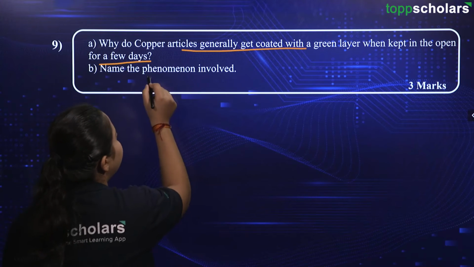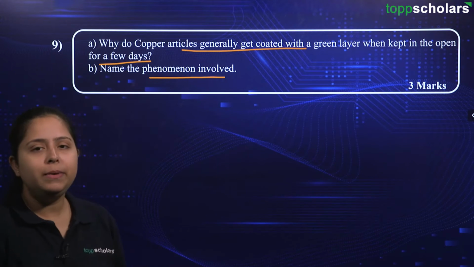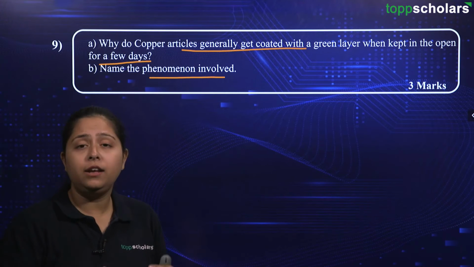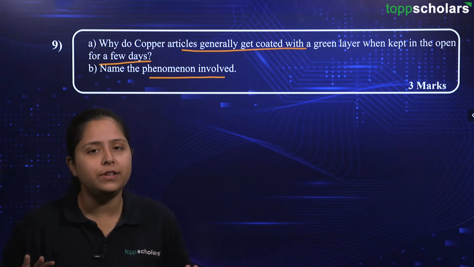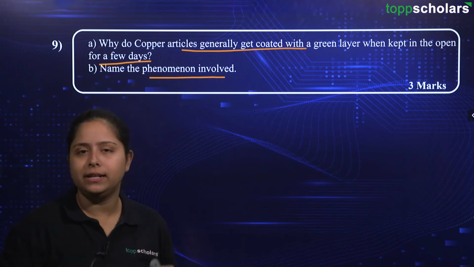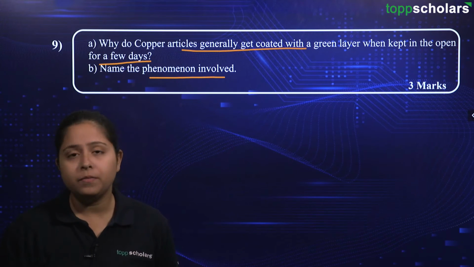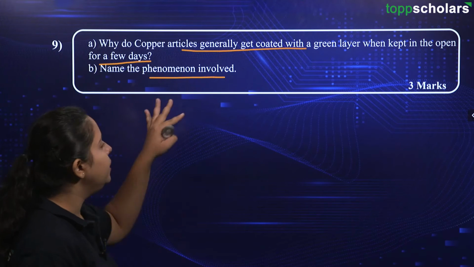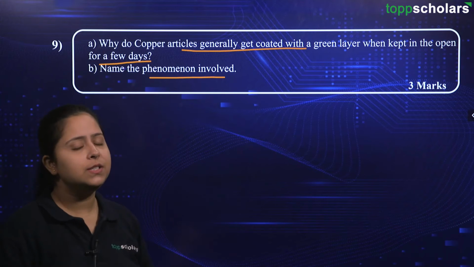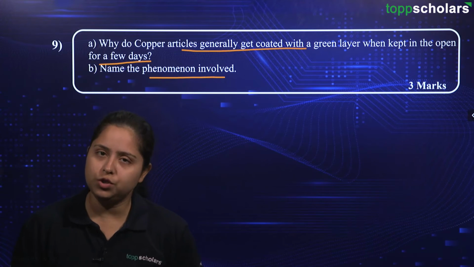Next is, name the phenomenon involved. So basically friends, we have copper utensils or copper stuff in our home, and if you keep it open for a long period of time, there will be a greenish layer which is developed on those utensils. Why is this happening? This is the first question, and then you need to name the phenomenon. Obviously, you can answer both of these questions from one concept only, that is corrosion.